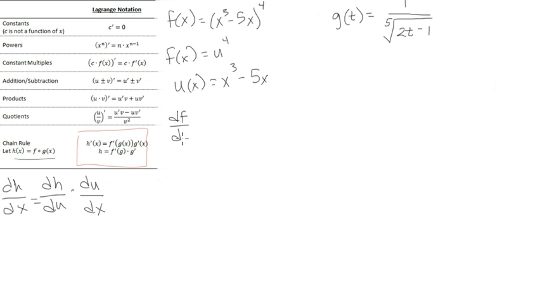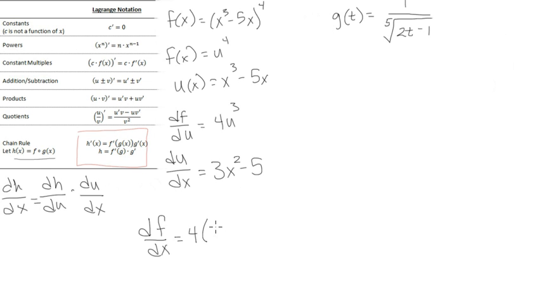df du is equal to 4u cubed. du dx is equal to 3x squared minus 5. Sorry, that's 3x squared minus 5. I put them together now. I get that df dx is equal to 4 times, remember that u is equal to x cubed minus 5x, raised to the third power, times 3x squared minus 5.